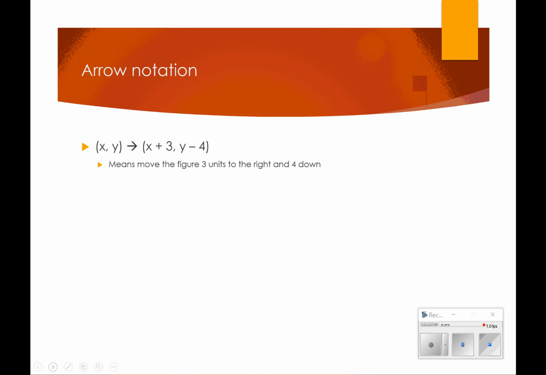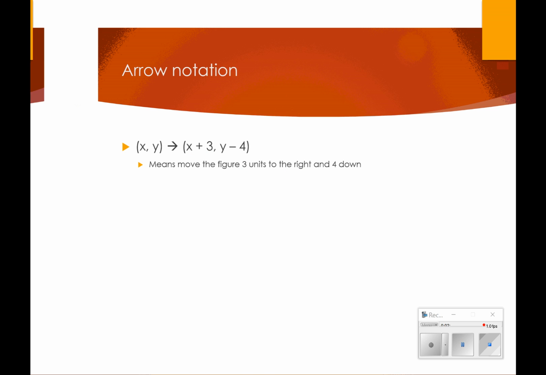Okay. We can express that by using arrow notation. So this, taking our x and y coordinates, for our x I add 3, the y coordinate we're going to subtract 4. So that means I move it 3 figures to the right and 4 down. Okay. Just real simple notation.